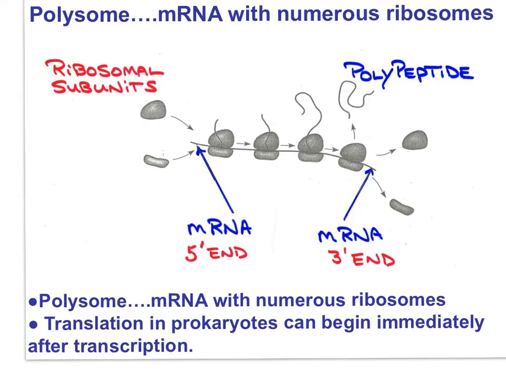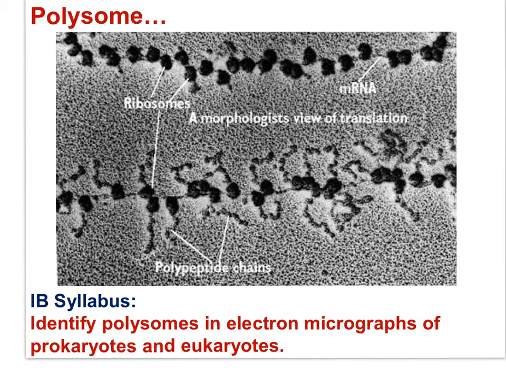Before examining the details of the 3 tRNA binding sites on the ribosome, remember that numerous ribosomes can simultaneously translate the mRNA, and this is known as a polysome, and that translation in prokaryotic cells can begin immediately after transcription, simply because there is no nuclear membrane. In this micrograph, we can see a polysome, numerous ribosomes simultaneously translating the mRNA in the synthesis of polypeptides.